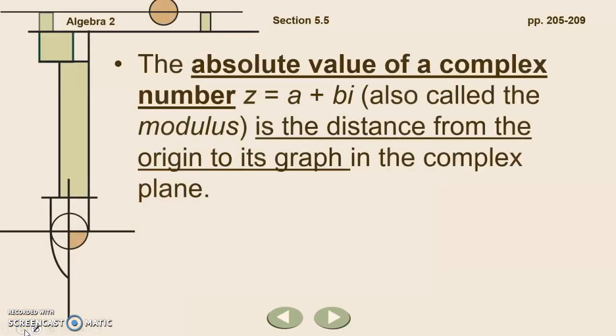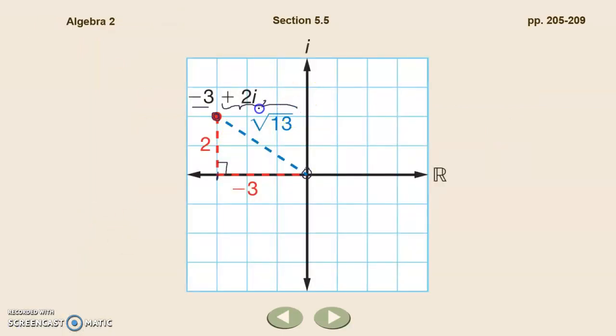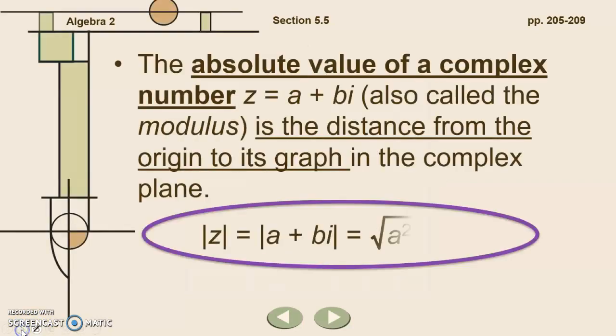To do that, we need to know about absolute value. The absolute value of a complex number, z equals a plus bi, which is also called the modulus, is the distance from the origin to its graph in the complex plane. So if we go back to our previous example, the modulus of this complex number is root 13, or the square root of 13. That is the distance from this point to the origin. The modulus there is square root of 13.